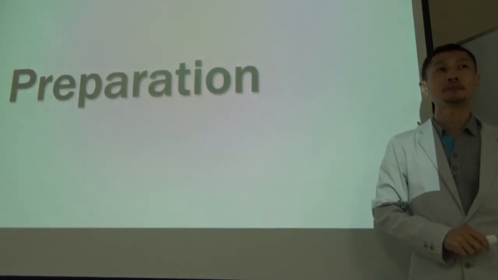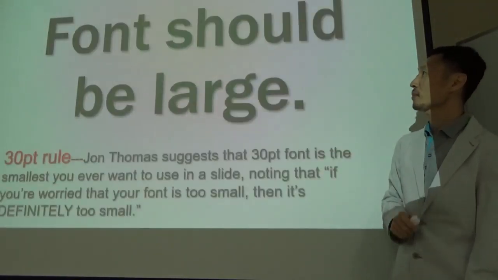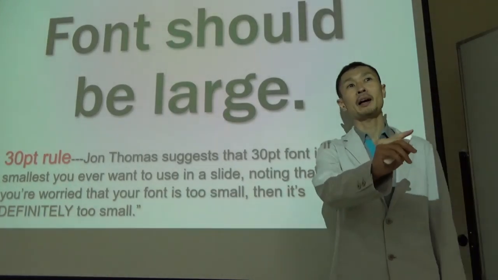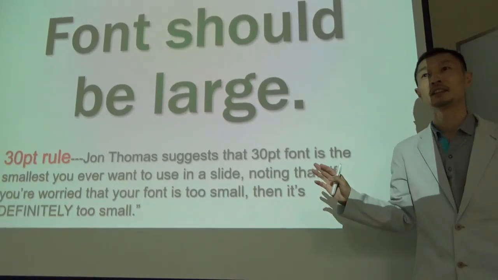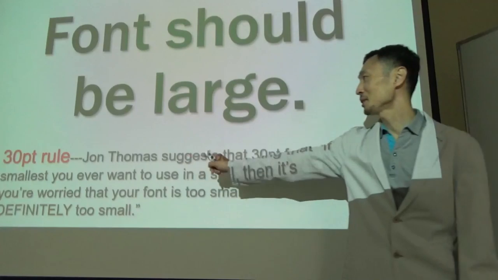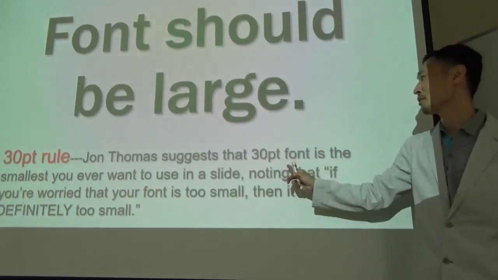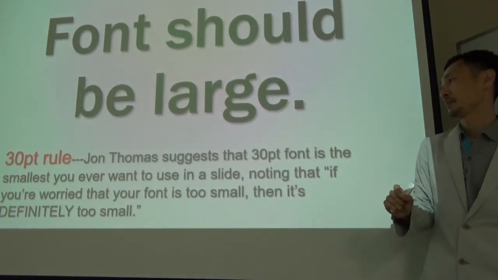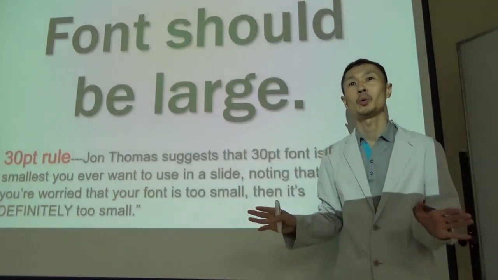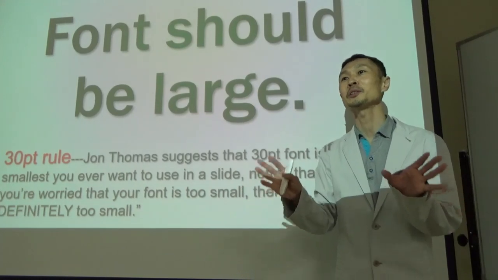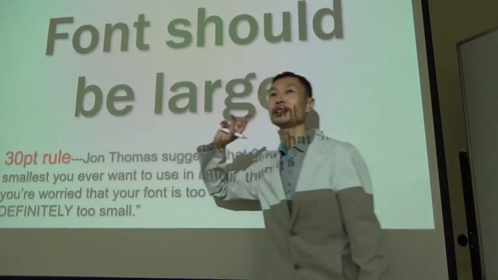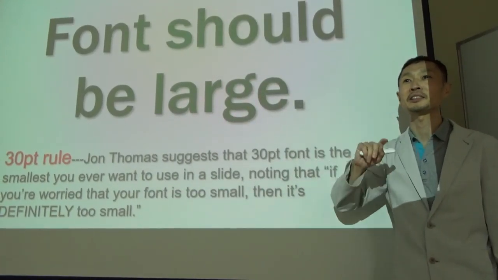Okay, preparation. How do you prepare? Font should be very large so that people in the back can read it. And this is rule 2. 30-point rule. Famous presenter John Thomas suggests that 30-point is the minimum. If you think your font may be small, then you are already small. So if you're giving a talk, please check your slides. And if your point size is less than 30, then please make it a little bit larger. Okay?